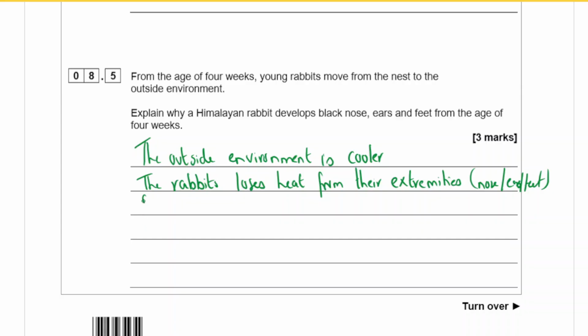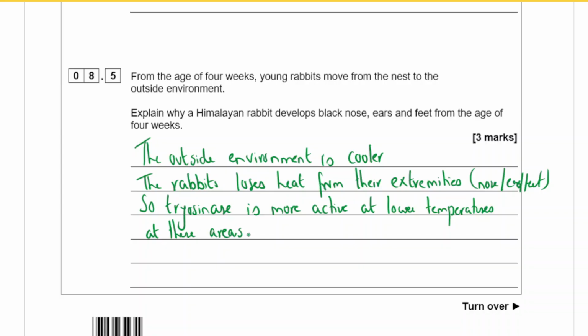So tyrosinase is more active at lower temperatures at these areas.